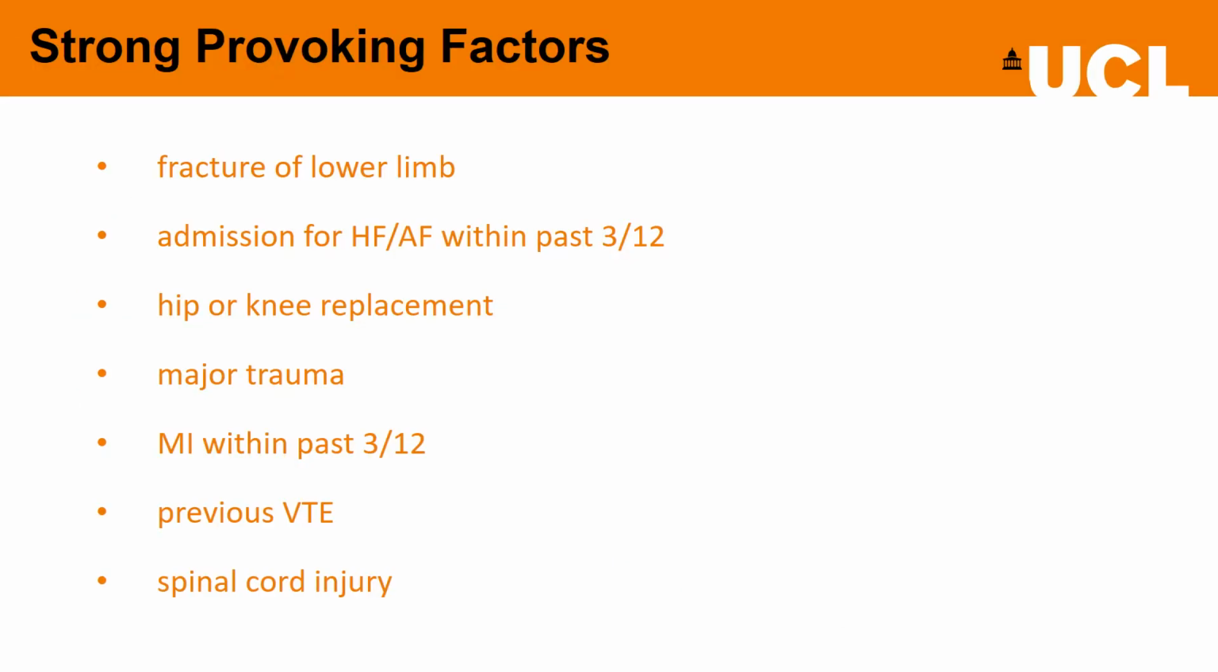So we're now going to talk about some of the different strengths of provoking factors. These are factors in which you should be paying particular attention to for the development of pulmonary embolism, and these include fracture of a lower limb, admission for heart failure or atrial fibrillation within the past 3 months, hip or knee replacement, major trauma, myocardial infarction within the past 3 months, previous VTE, and spinal cord injury.